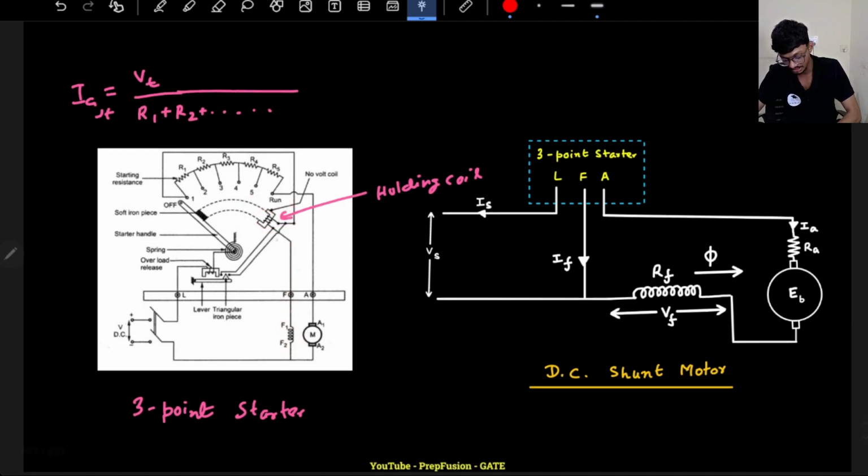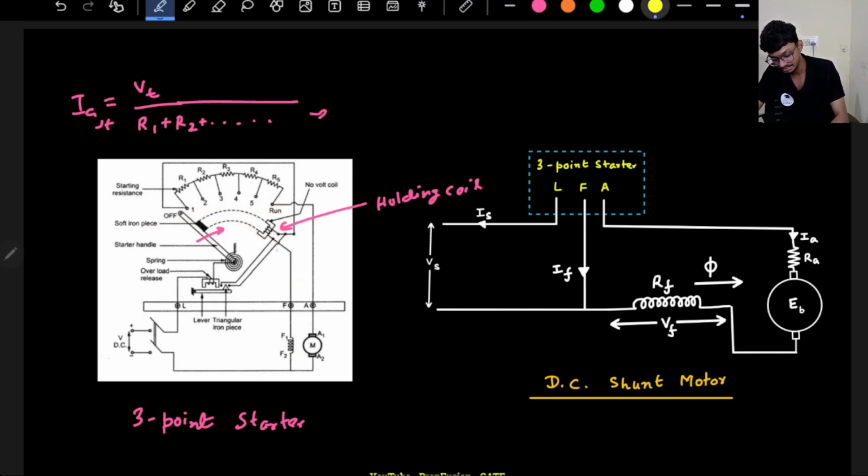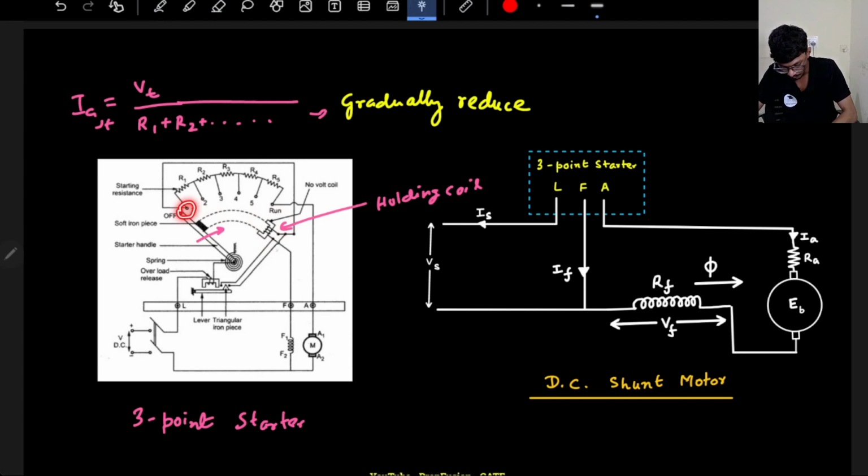If the holding coil is energized, here I have a soft iron piece. So it will produce a magnetic flux and attract the soft iron piece. Slowly the handle will move to the right hand side, so slowly the resistance will gradually reduce, because I'm moving from point 1, point 2, point 3. That's it.